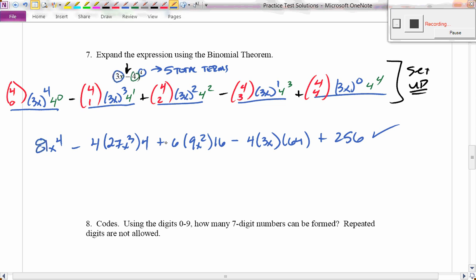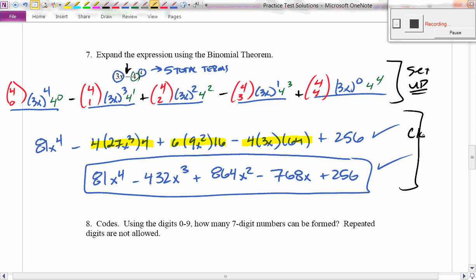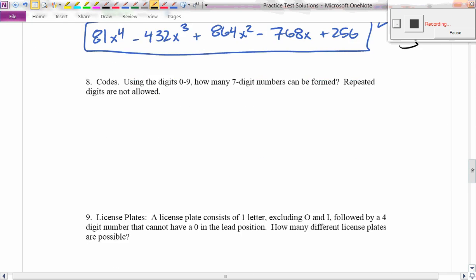Then I need to clean up all the rest of my terms. So like this term I have to multiply out, and multiply out. So my final answer looks something like this: 81x to the 4th minus 432x to the 3rd plus 864x squared minus 768x plus 256. Big problem, easy to break down if you show me all of these phases, which I call the cleanup phase. Okay, so show me the setup, show me the cleanup, and you guys got it.